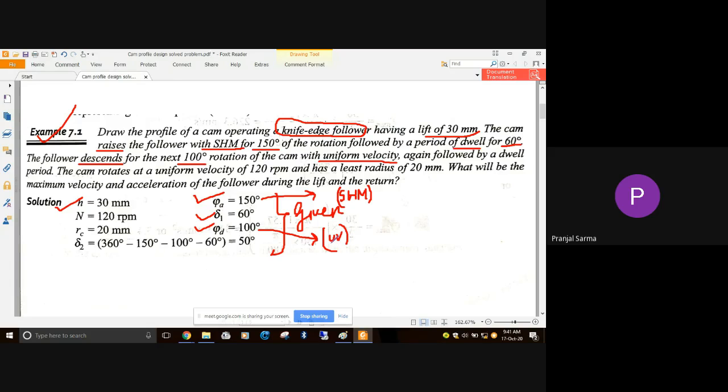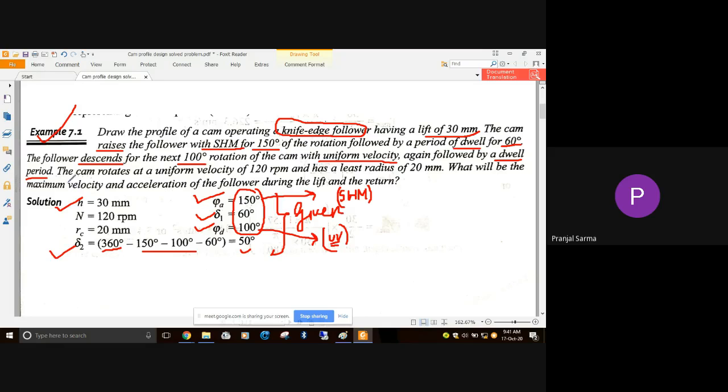Right now I am using UV, but don't write UV; you write down uniform velocity. Next, it is again followed by a dwell period. That means after that there is another dwell, delta 2, but the value is not given. So how do we find delta 2? We know that one complete revolution is 360 degree. So 360 degree minus all this will give you delta 2, that is 50 degree.